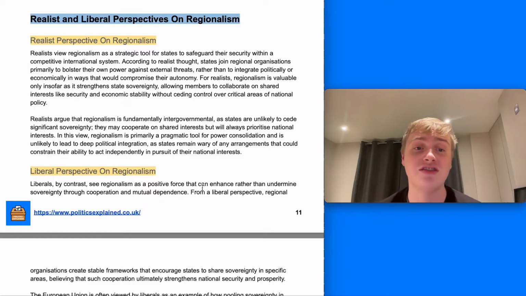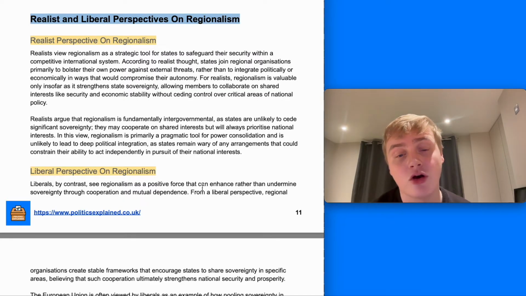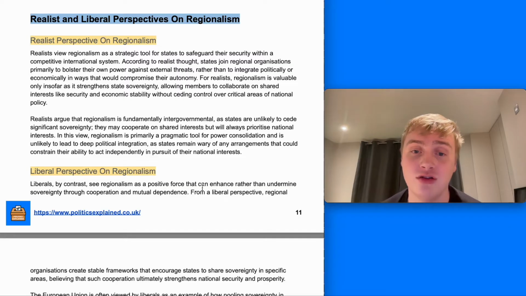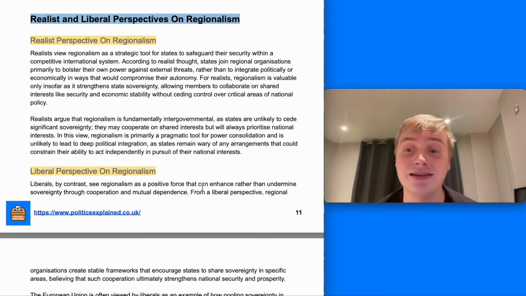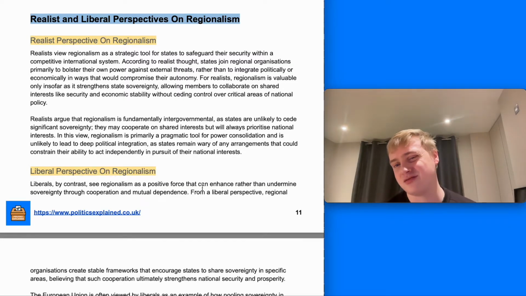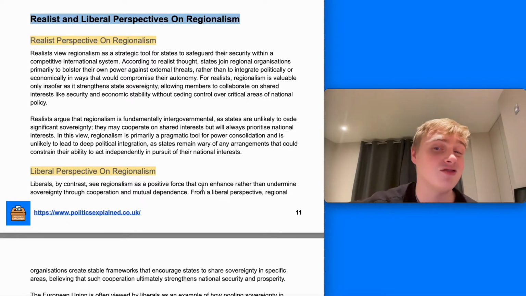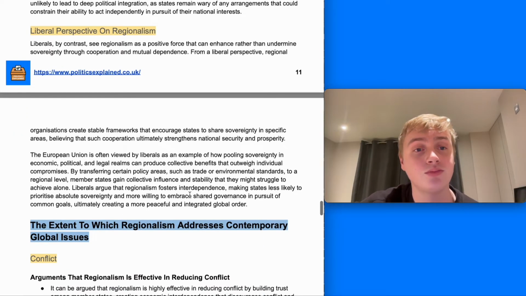Realists ultimately argue that regionalism is fundamentally intergovernmental, as states are unlikely to cede significant sovereignty. In this view, regionalism is primarily a pragmatic tool for power consolidation by states, as it's unlikely to lead to deep political integration. They argue it's very rare that it's going to be in countries' interest to integrate deeper and deeper, and that's not going to be particularly successful.